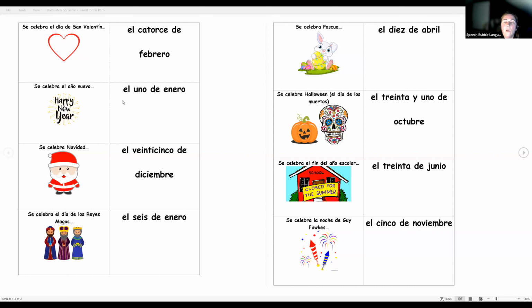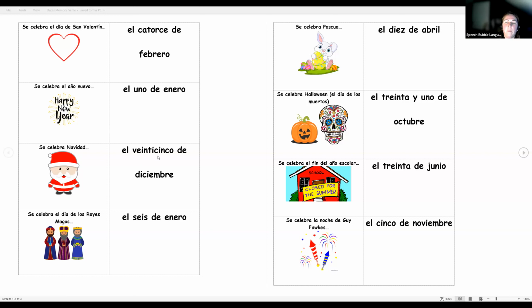Okay. When it is el 1 de enero, what's happening in el 1 de enero? New Year. 1st of January, New Year. El año nuevo. It's New Year. El año nuevo. That basically means the year new, but you put it's the new year. Okay.